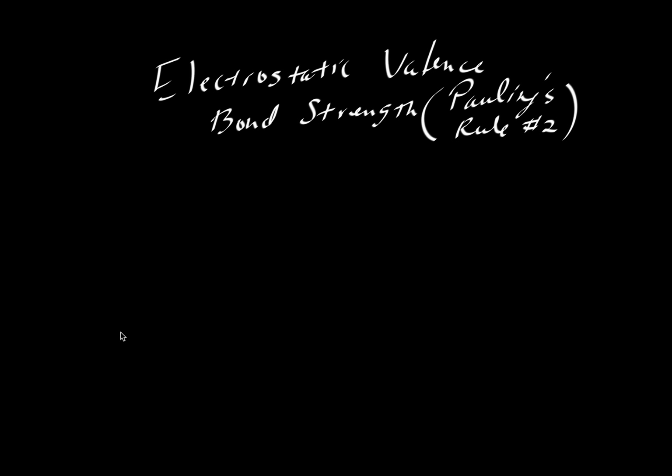So here we're going to look at Pauling's rule number 2, and this is related to this idea of the electrostatic valence principle or electrostatic valence bond strength. Now before we introduce that, we're going to review just briefly the idea of coordination number. There's another video where we talk about how the coordination number is related to radius ratios, and you can refer to that other video on Pauling's rule number 1.